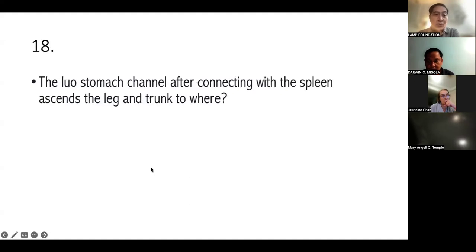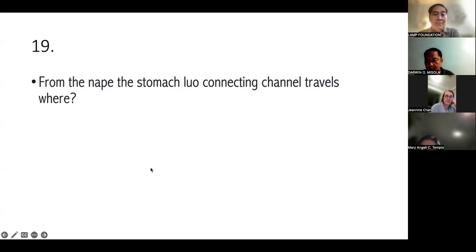Number 18, the luo stomach channel, after connecting with the spleen, ascends the leg and trunk to the nape of the neck. Okay, and then it converges with the chi of the other yang channels. Kaya napaka-importante po ng stomach. Actually, stomach and spleen, core po yan ng katawan natin. Don't ever forget that. Most of the patients, or all of the patients, do not forget the stomach. From the nape, the stomach luo connecting channel travels where? To the face.